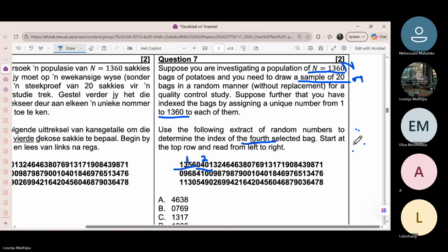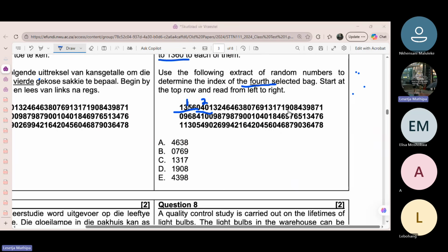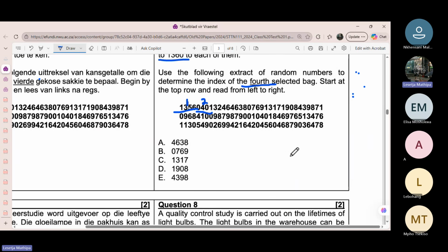0769. Are we doing it step by step? Step by step. I want the third element, then the fourth element. So I want someone who can give me the answer for the third element. 0769. Okay, 0769 as the third element. All right. So why are you saying that the third element will be 0769?